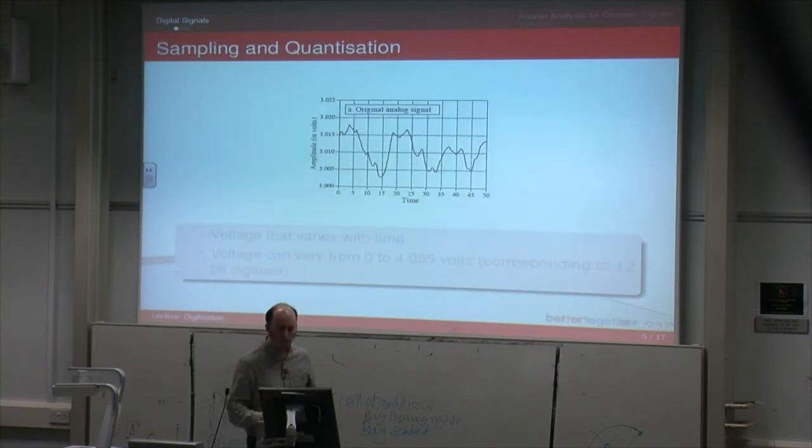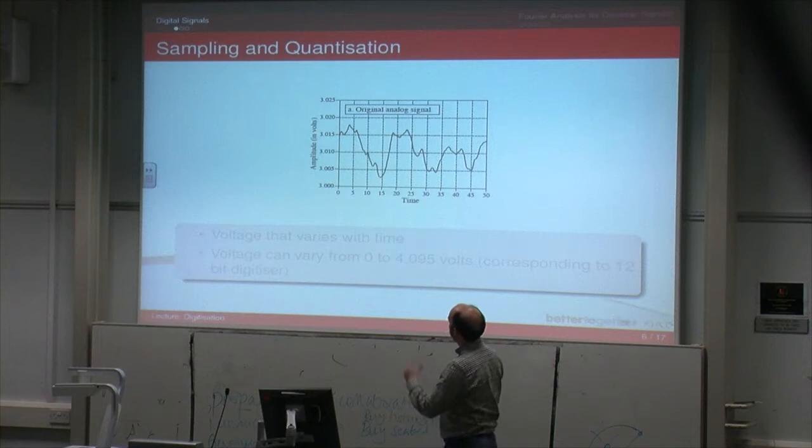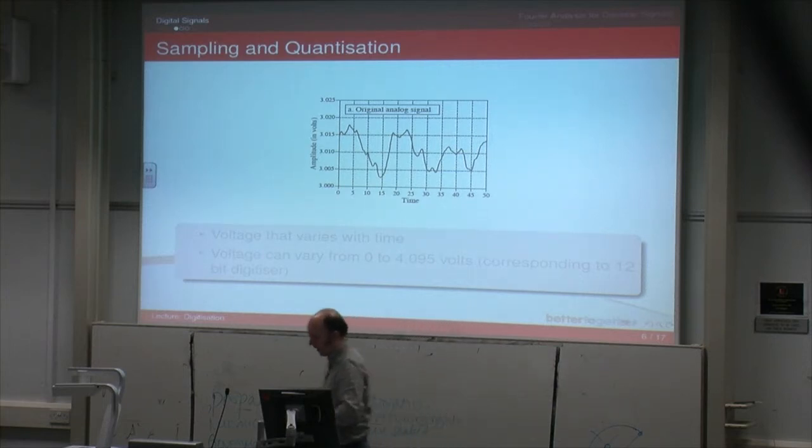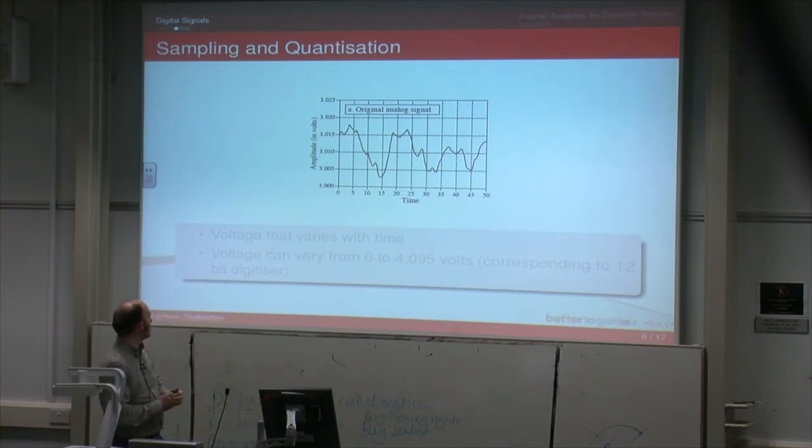Now, the process of converting an analog signal to a digital signal involves a process of sampling and quantization. This is a two-step process. You sample and then you convert to a digital signal.